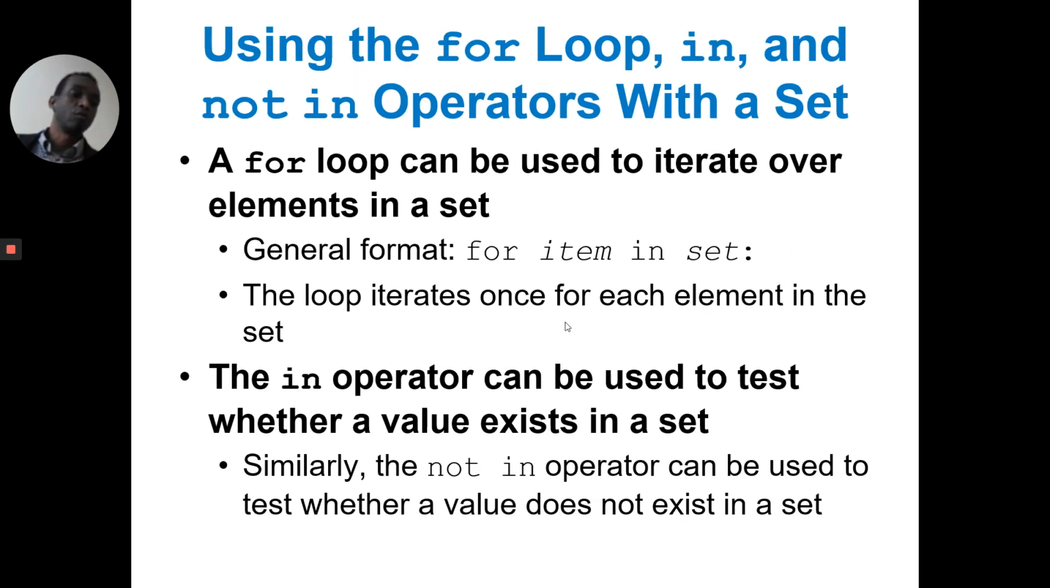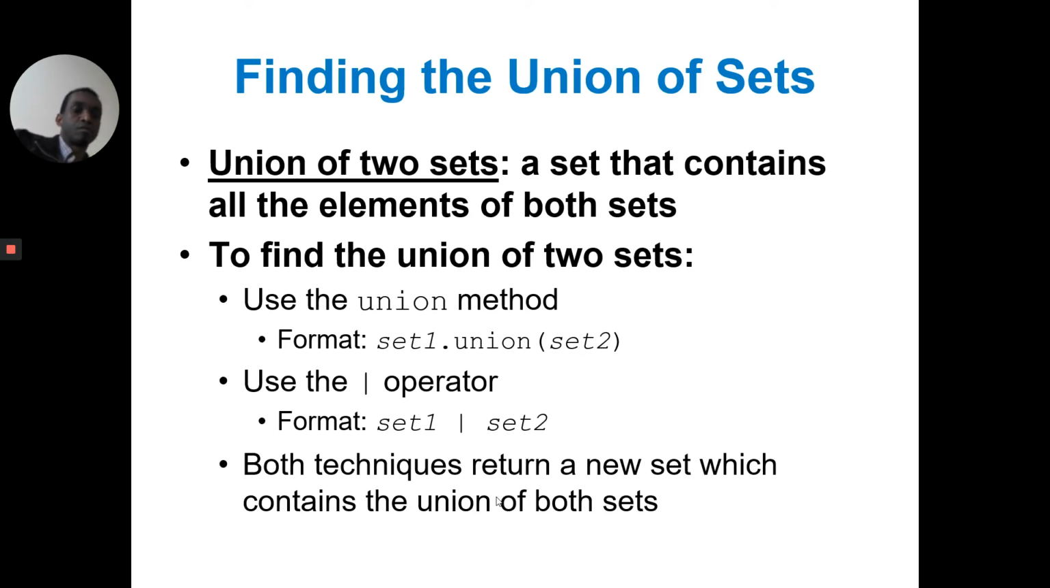You can use a for loop to iterate over elements in a set. So the general format is for item in set. Remember, the other one was for key in dictionary. The loop iterates once for each element in the set. The in operator can be used to test, meaning you see if it's true or not, whether a value exists in a set. Similarly, the not in operator can be used to test whether a value does not exist in a set. Again, these two are Boolean, to see whether it's true or not.